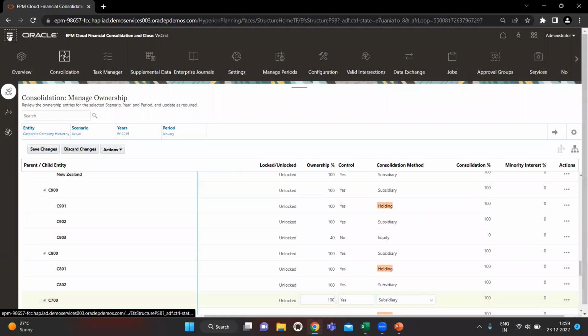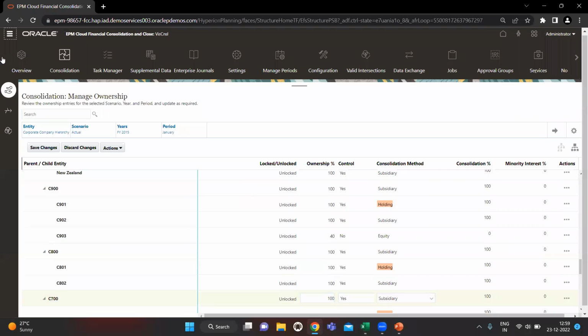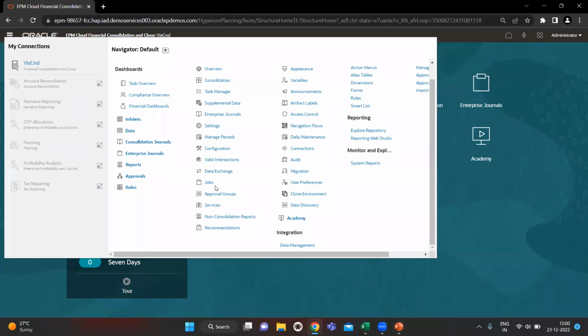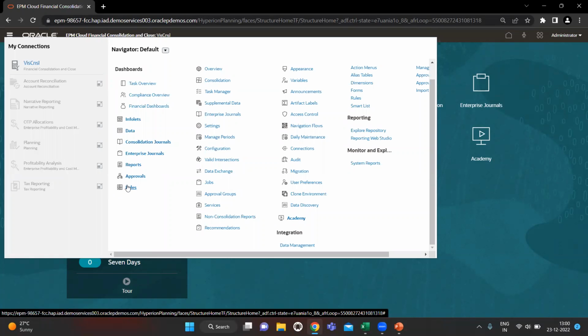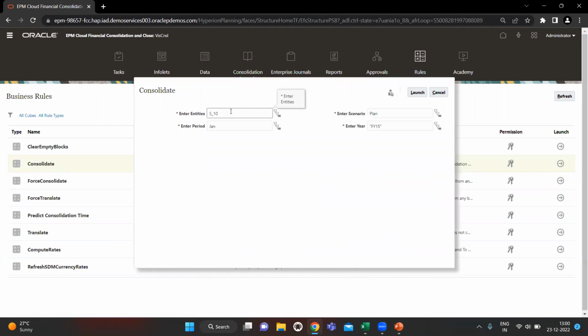So I will simply run the rule of consolidation from the rules tab. So go to navigator. Okay, go to navigator and go to dash and go to rules. Okay, so in rules you will find one option as consolidate. Let's launch it, and I have to select my entity, that is C_700, and scenario is actual. Okay, and period is Jan. Okay, let's launch it.